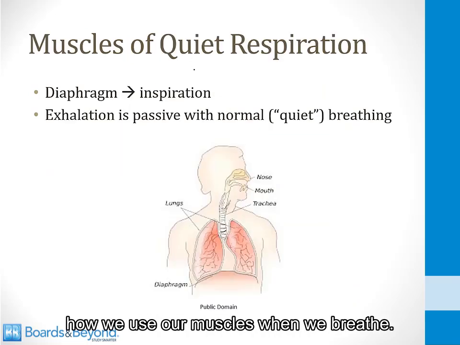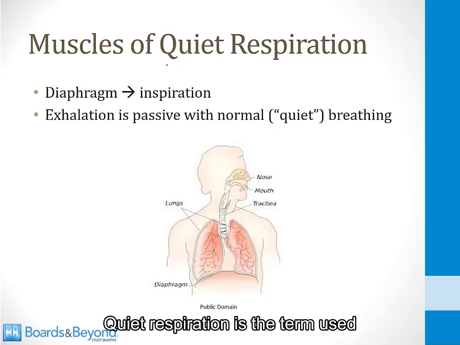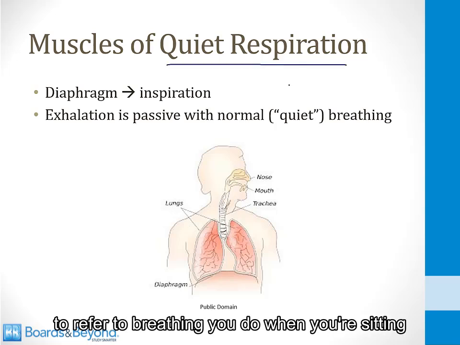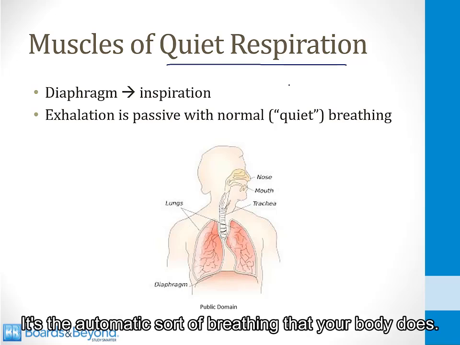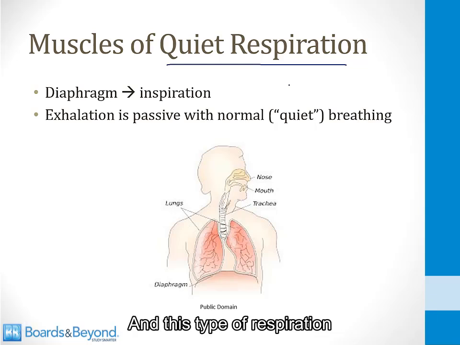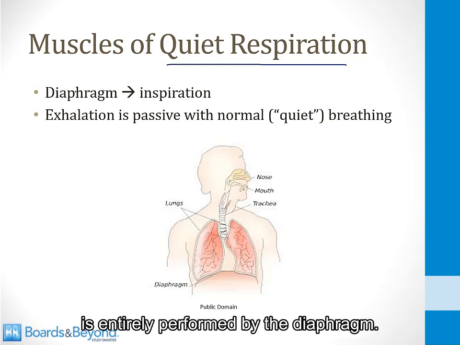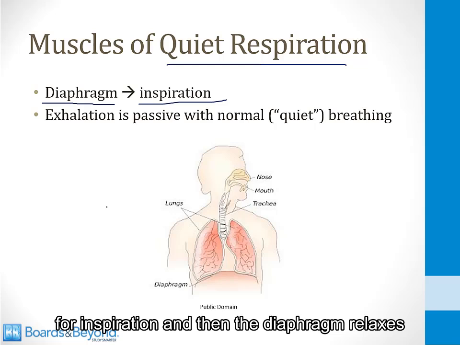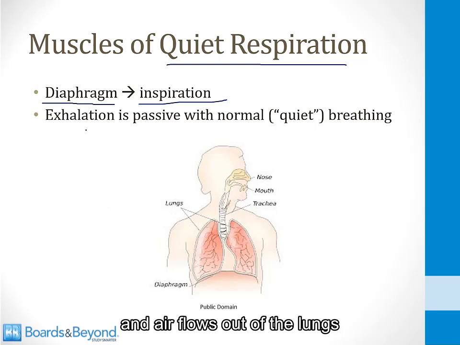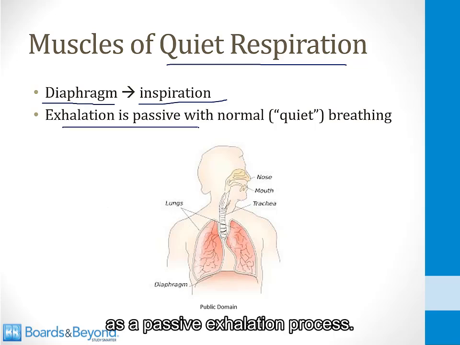So now let's talk about how we use our muscles when we breathe. Quiet respiration is the term used to refer to breathing you do when you're sitting and not thinking about breathing. It's the automatic sort of breathing that your body does. And this type of respiration is entirely performed by the diaphragm. The diaphragm contracts, and that draws air into the lungs for inspiration, and then the diaphragm relaxes and air flows out of the lungs as a passive exhalation process.